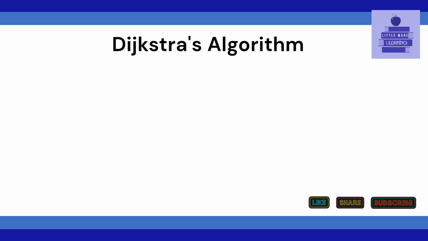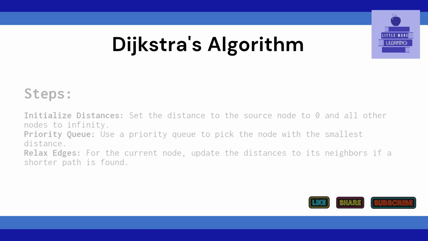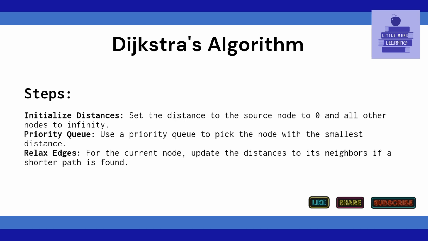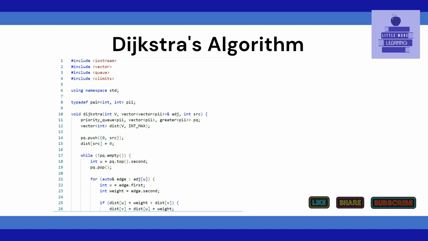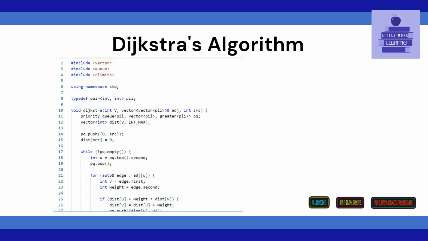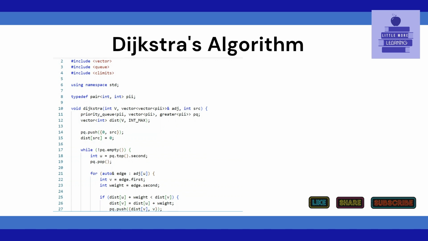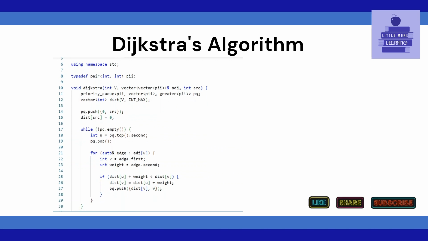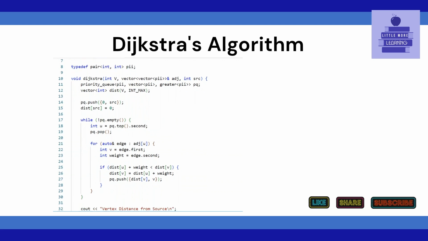Dijkstra's algorithm finds the shortest path from a source node to all other nodes in a weighted graph with non-negative weights. Steps involved are initialize distances, priority queue, and relax edges. In this C++ code, we use pairs to store the vertex and the distance from the source. This helps in the priority queue, where we prioritize based on the shortest distance.